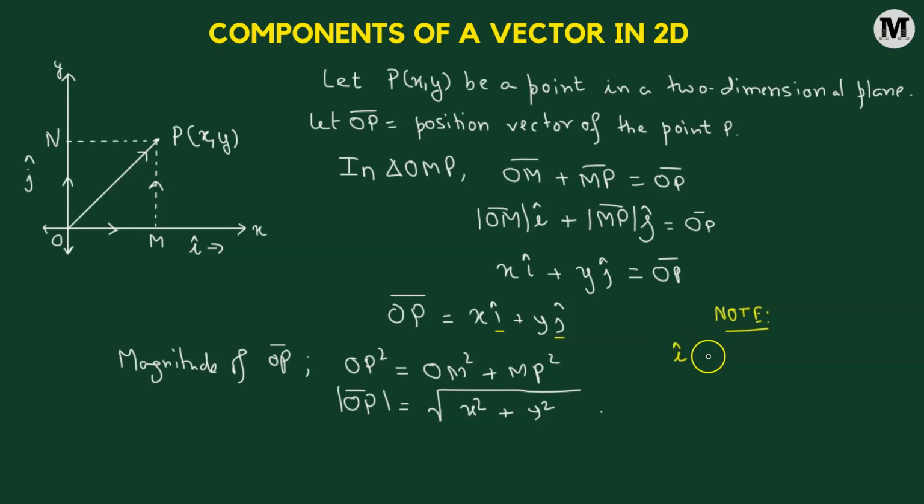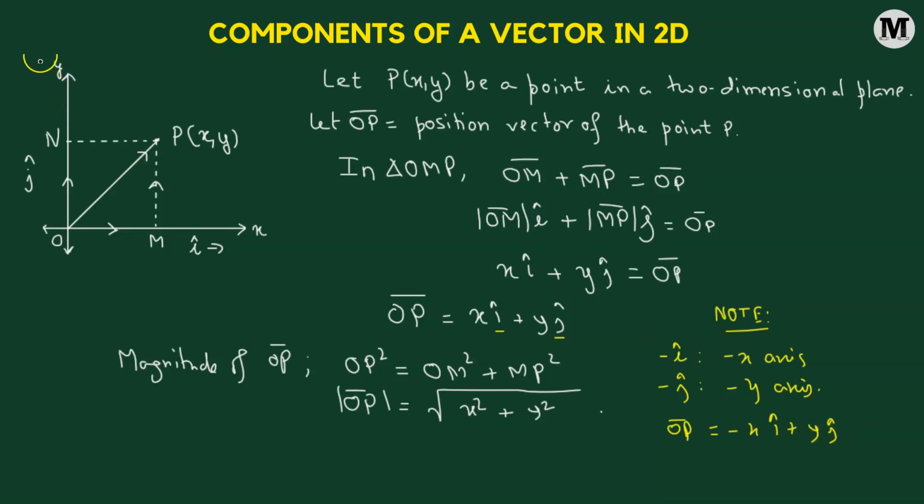Now, what if i cap and j cap are negative? If we have negative i cap, that means this is along the negative x-axis. The direction is along the negative x-axis, and if we have negative j cap, then the direction is going to be along the negative y-axis. Which means that, for instance, if we say that the OP vector is given by negative x i cap plus y j cap, then in that case, the x component, which is x here, is going to be along the negative x-axis, but the y component is going to be along the positive y-axis.